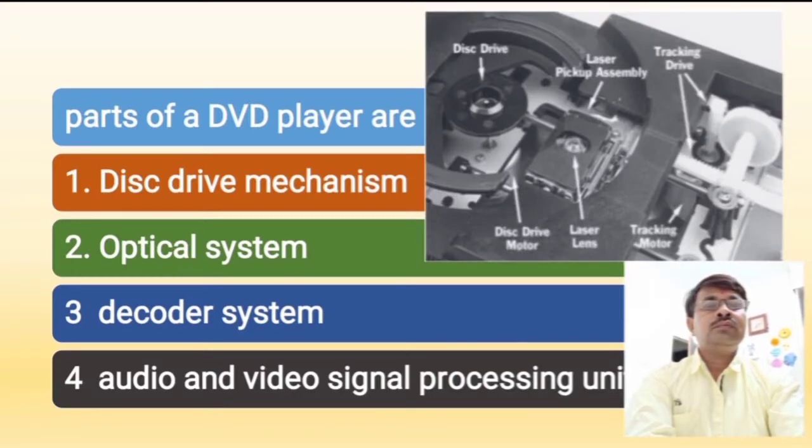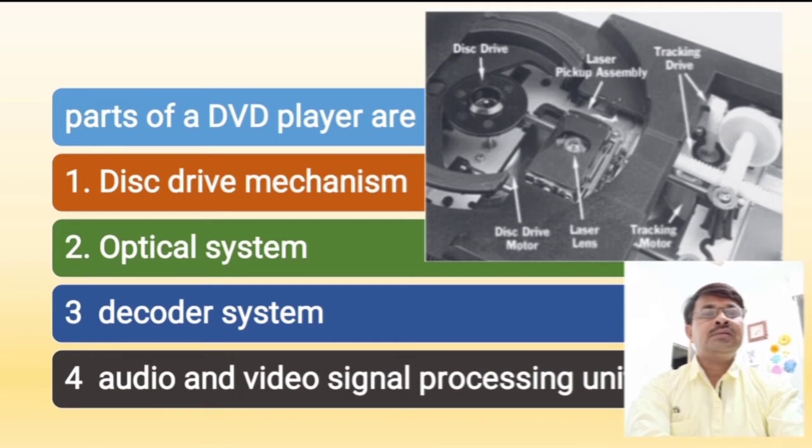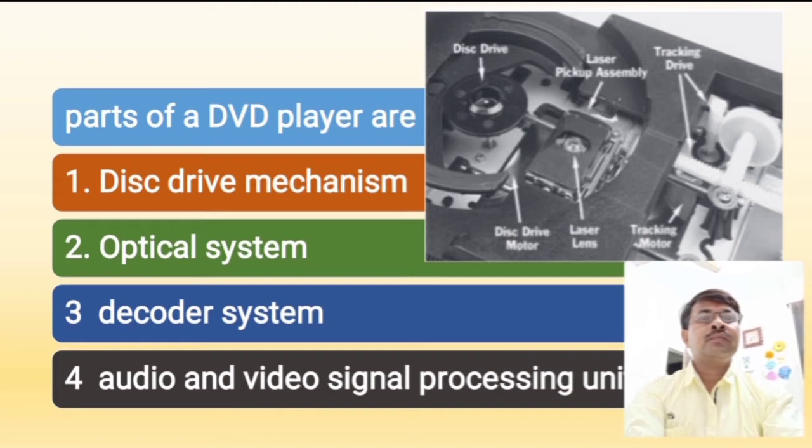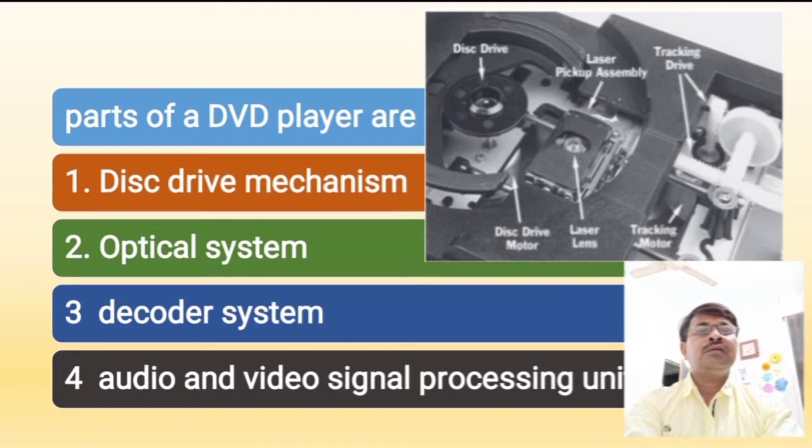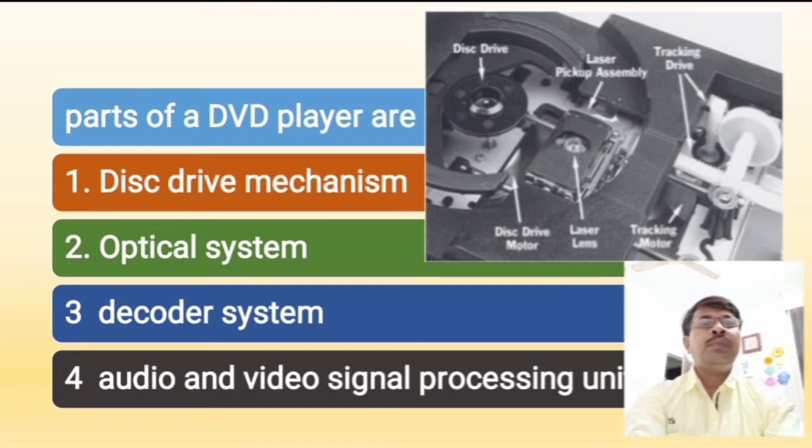Up to now we have covered DVD player some parts in the last video, that are definition of DVD player, function of DVD player, front panel, back panel of DVD player, some important specification of DVD, and some important parts of DVD player, that are disc drive mechanism, optical system, decoder system, and audio and video signal processing unit.